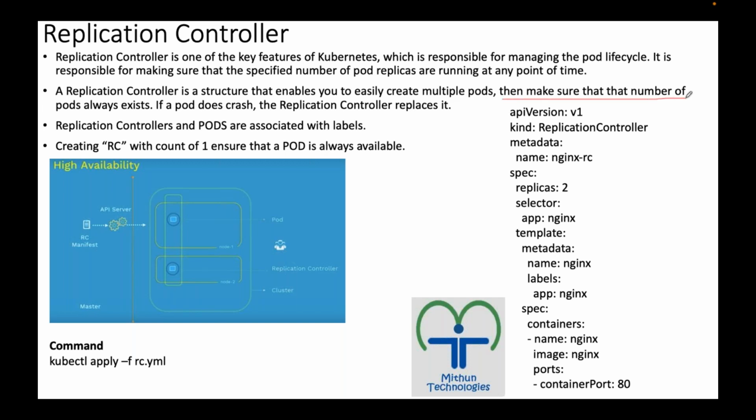Then is it going to make sure that the number of pods always exist? Kind of a desired state reconciliation. You are expecting these replicas. For some reason, one of the replicas went down, one of the pods went down. Is it going to again do the desired state reconciliation? Is it going to replicate again? So it is going to do the desired state reconciliation. That we call orchestration. If a pod crashes, will the replication controller replace it?